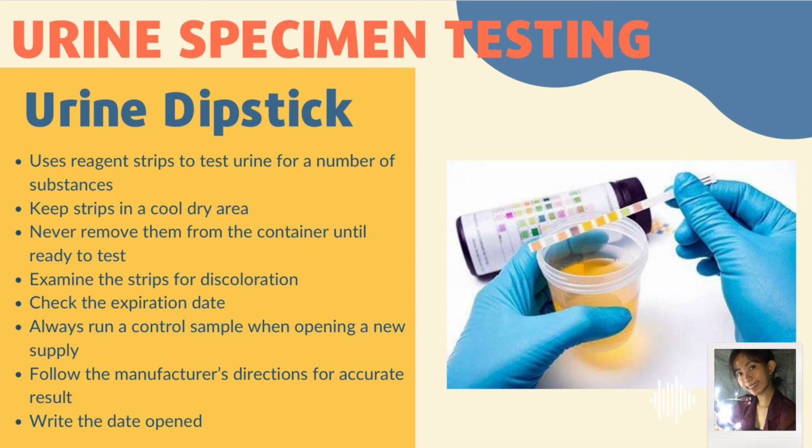The strips must be stored in a dry area at a temperature between 2 degrees Celsius and 30 degrees Celsius, because there is a possibility that the reagent's reactivity will be altered if the strips are exposed to light. Before using your strips, it is important to check if they have expired or discolored. And if any of this occurs, do not use the strips. Always run a control sample when opening a new supply. Follow the manufacturer's directions for accurate results and always note when you open the strips container so that you will be able to determine when it will expire. A strips container expires 6 months after the bottle is opened.